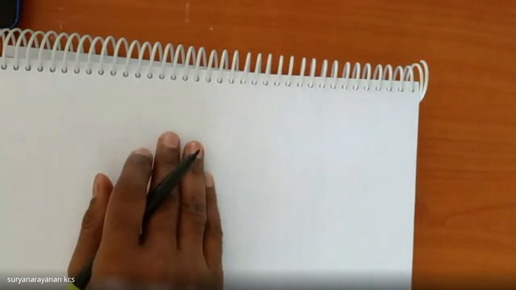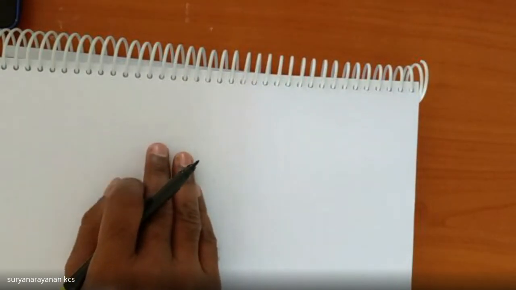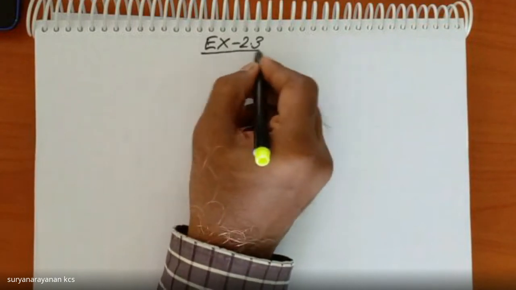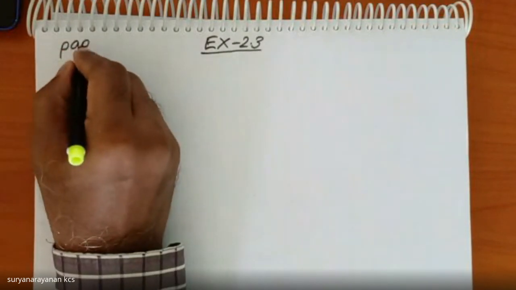So, come to exercise 2.3. All of you open the textbook at page number 40. All of you be ready fast, my dear children. Hurry up.